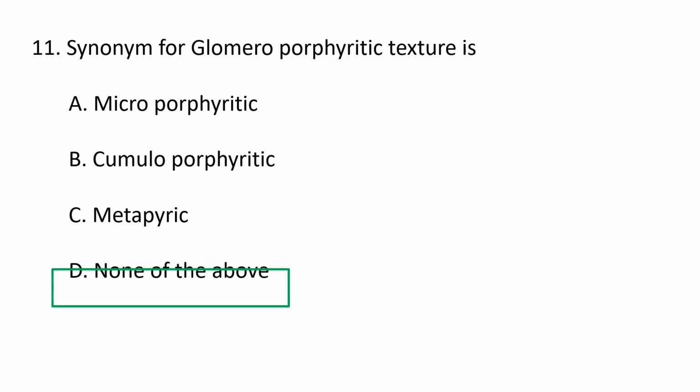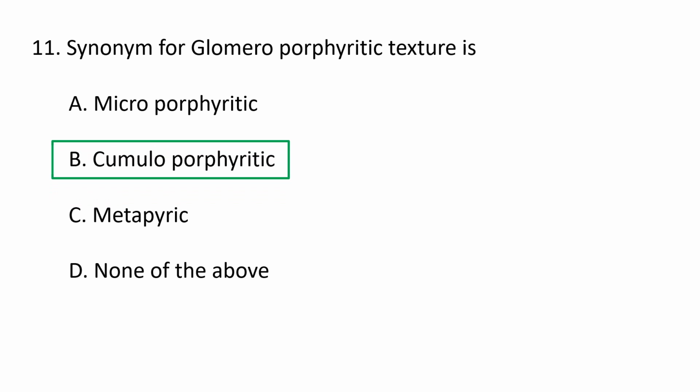None of the above. The synonym for glomeroporphyritic texture is cumuloporphyritic. Glomeroporphyritic is a term used to describe a porphyritic texture in which phenocrysts are clustered into aggregates. So the synonym for glomeroporphyritic is cumuloporphyritic. B is the correct option.